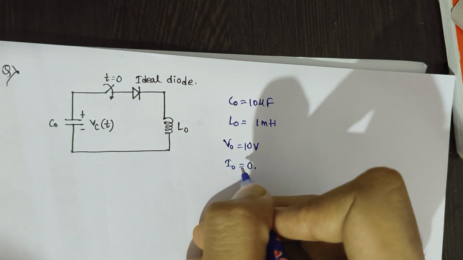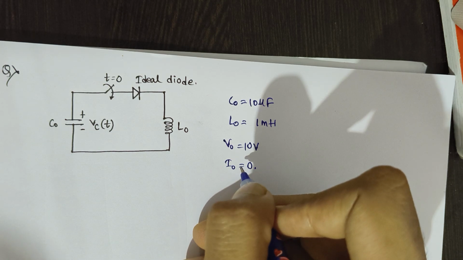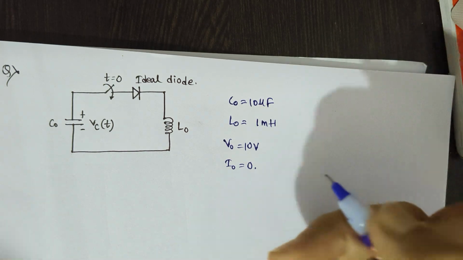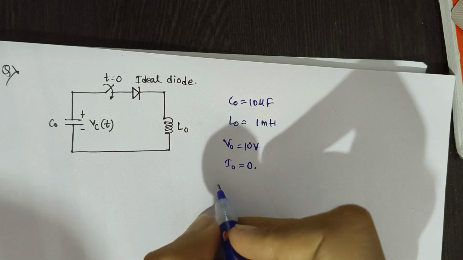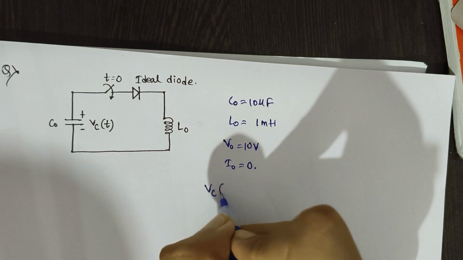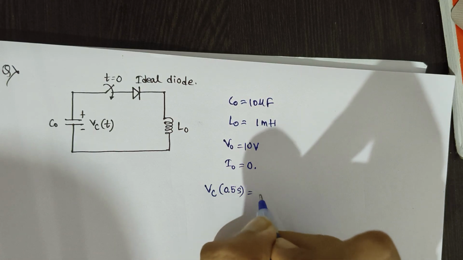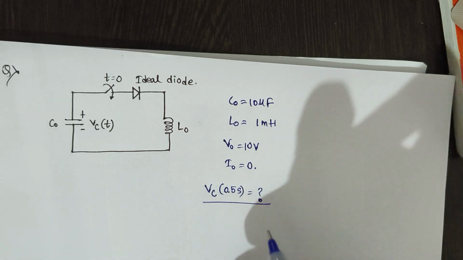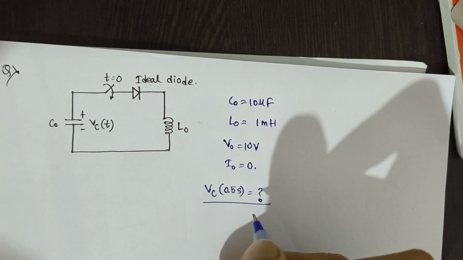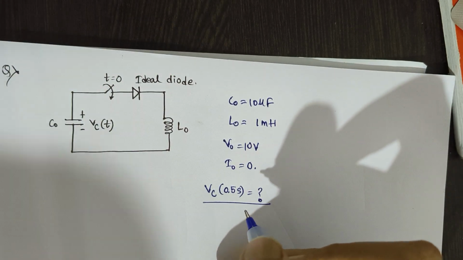If the switch is closed at t equal to 0 second, the voltage VC(t) across the capacitor at t equal to 0.5 second is? So we have to find out the VC(t) at 0.5 second. I think we can do that, right?